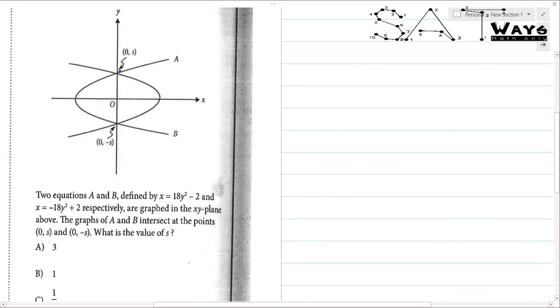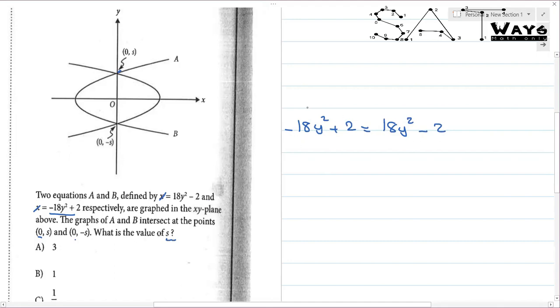When these two points intersect, it means they have an equal x, which is 0. So we're going to solve it like this. If x equals x, we can rewrite it as negative 18y squared plus 2 equals 18y squared minus 2. And he's asking about S, so you want to get the value of y.